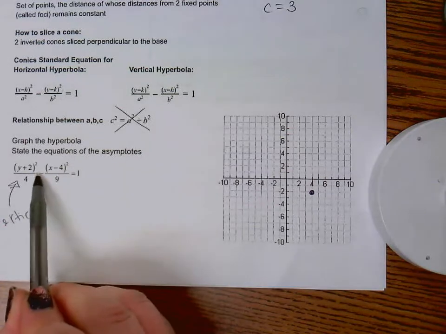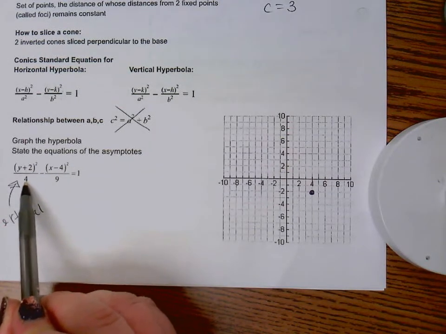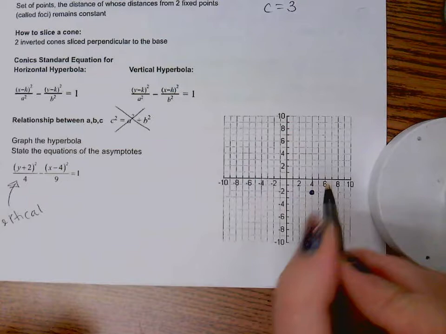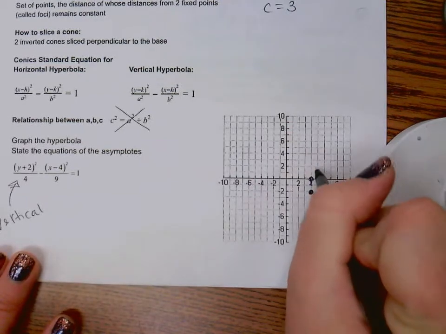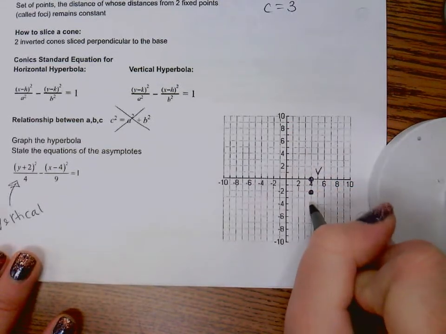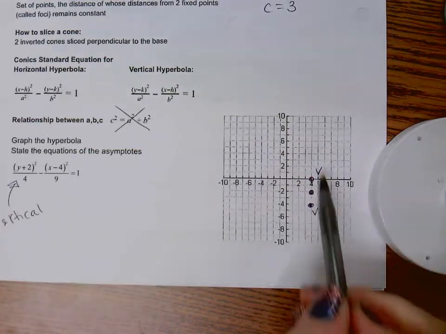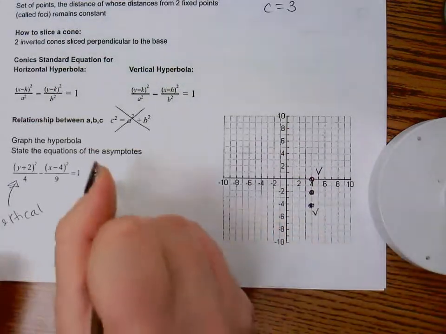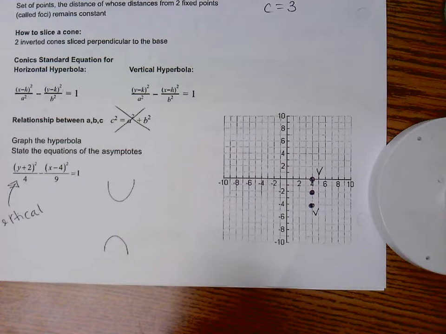And then in the vertical direction, I'm going to go 2. Square root of 4 is 2. So I'm going to go up 2. I'm going to write V for vertex, down 2, I'm going to write V for vertex. That's where my hyperbola is coming from. It's going to look like this at the end.